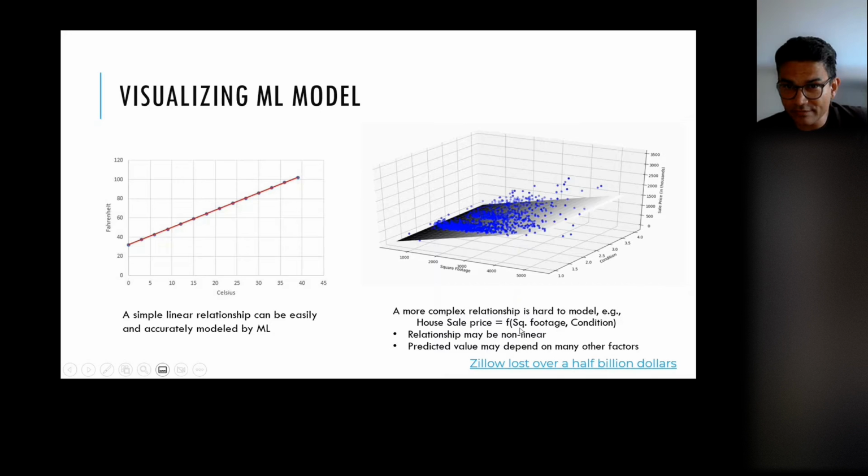The relationship itself may be nonlinear. We'll get into that. And then predicting the value of, let's say, house sale price may depend on many other factors. Maybe there's like 100 factors that it depends on. So for example, Zillow lost over $500 million predicting house sale prices, and they thought they could buy at value and then sell it. So, do not try this at home. That would be my recommendation.